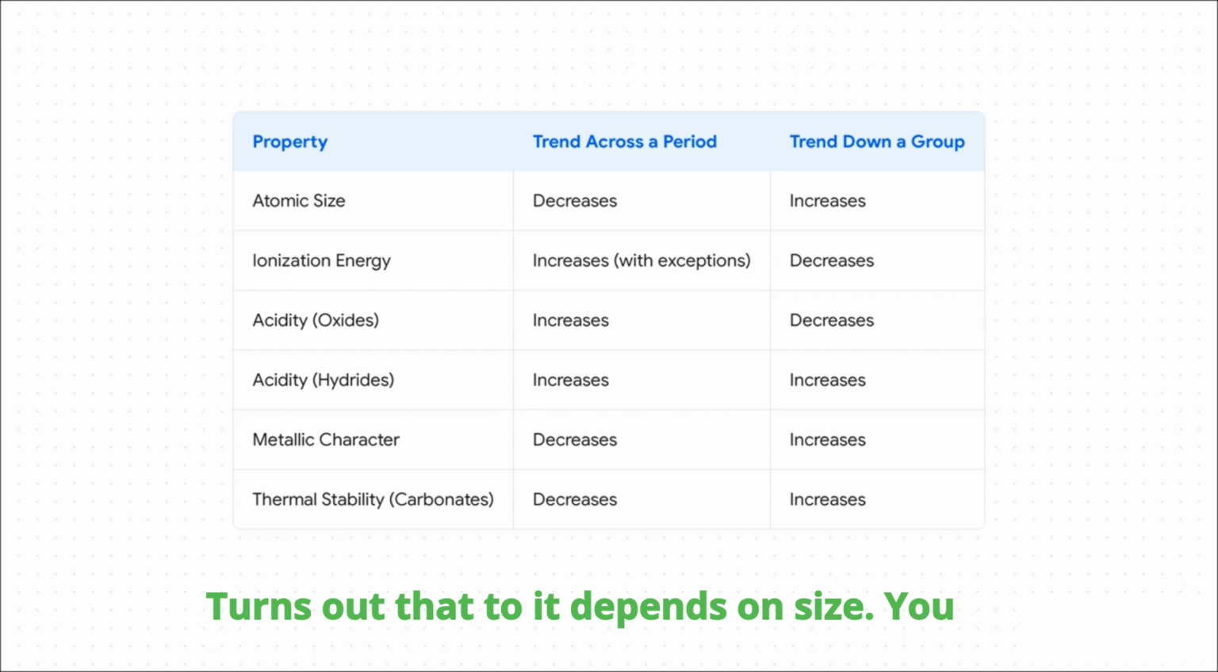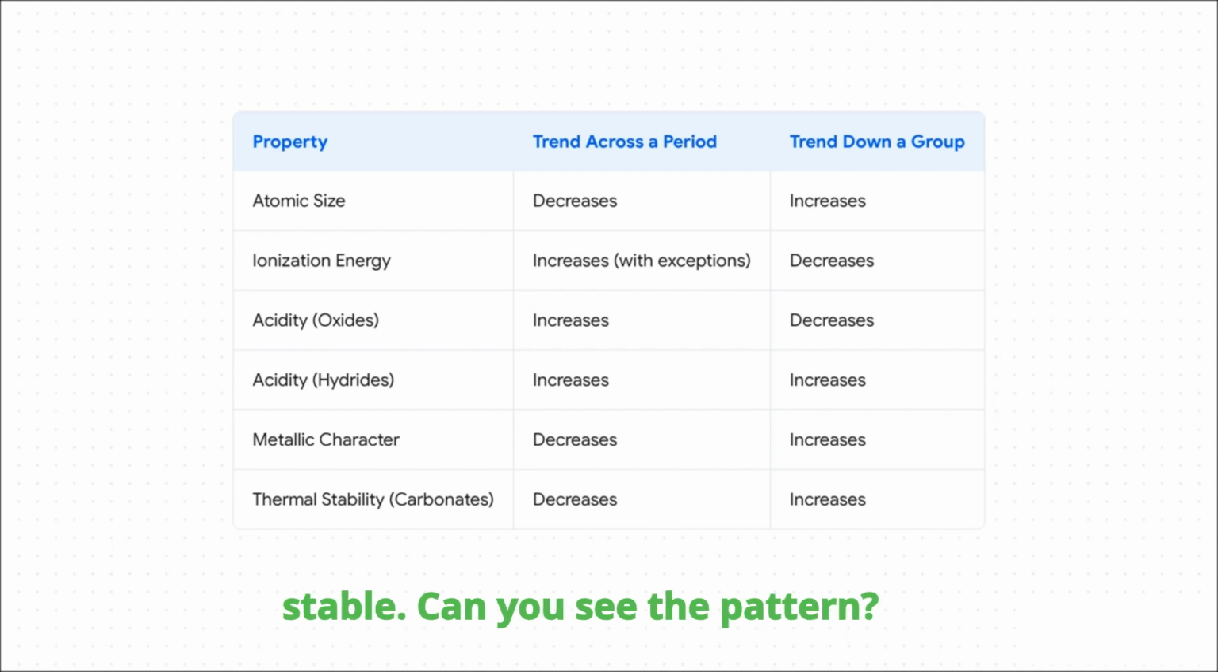Turns out that it depends on size. You can see the trends. A small beryllium ion weakens the carbonate, and so it decomposes easily with heat. A big barium ion does not, so it's much more stable. Can you see the pattern? Almost every trend comes back to size, but the real skill is spotting those exceptions.